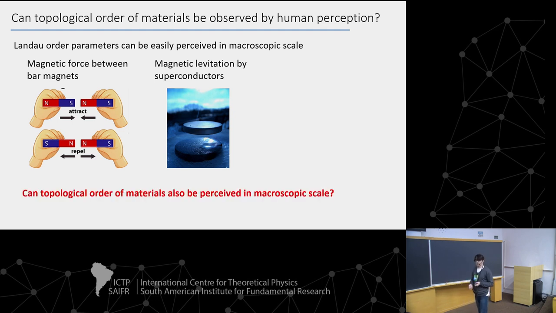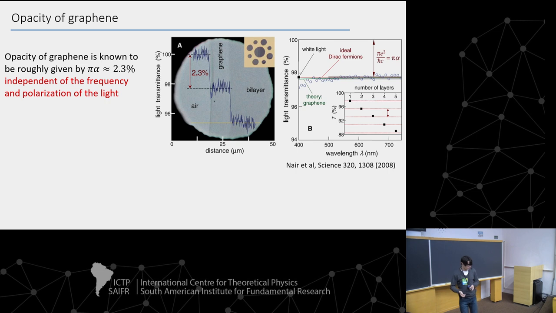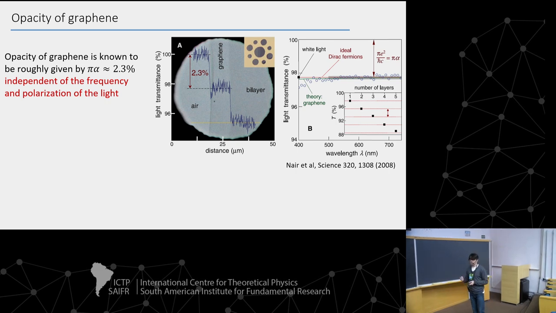So the question is, can we actually see topological charge in a similar way? We can just look at it and say, well, it has a topological charge. I'll try to argue this by looking first at graphene. Graphene has an experimentally validated opacity, which is approximately pi times alpha, which is 2.3%. It is independent of frequency, and it is independent of polarization.